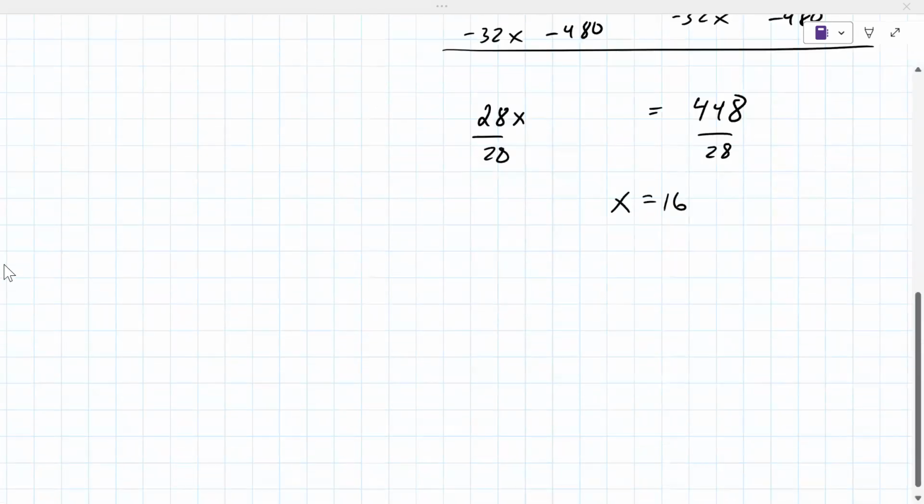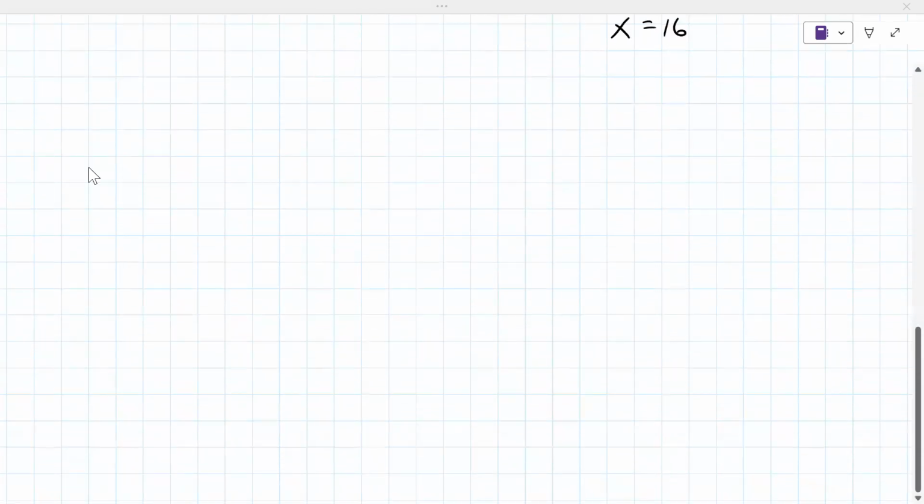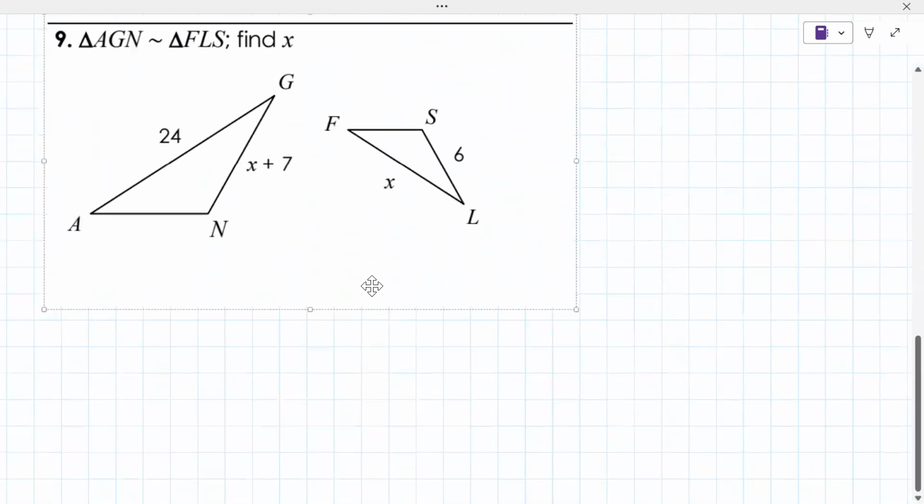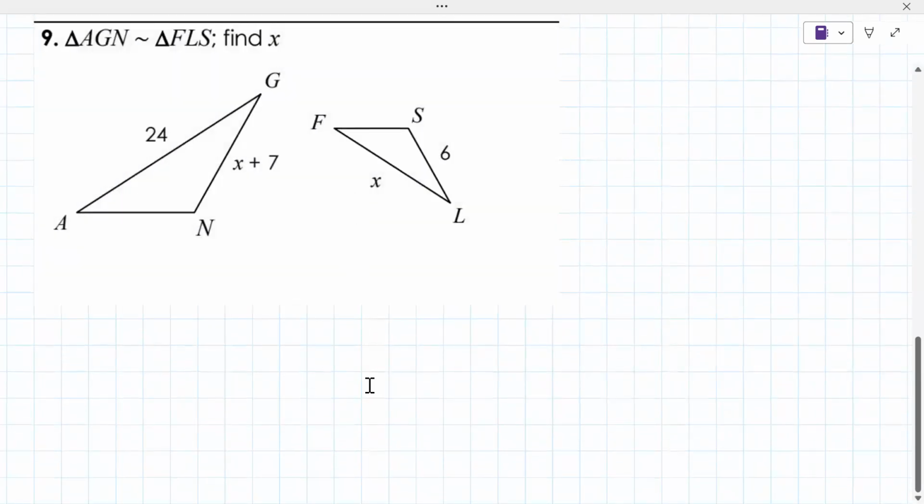All right. Here is a new problem for us to look at, number 9. What I'd like you to do is try to set up the proportion here. The big thing again, if you're not sure which ones line up, is to use the letters. You know, AG goes with FL and GN goes with LS and so on. That could help you.